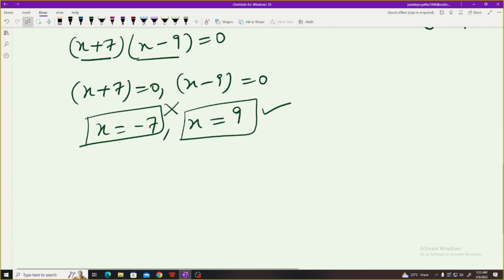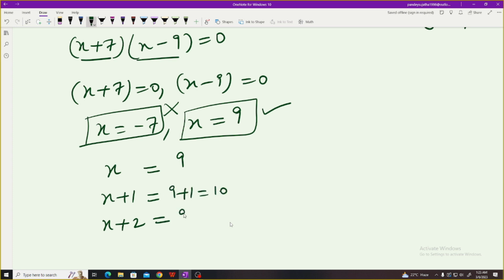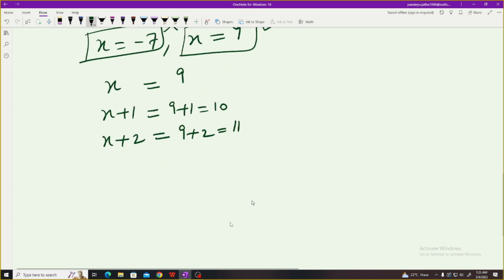So when we get the value of x as 9, and we have taken the three consecutive numbers as x, x plus 1 and x plus 2, we got the first number as 9, then the second number is 9 plus 1, that is 10, and the third number is 9 plus 2, that is 11. So the three numbers are 9, 10 and 11.